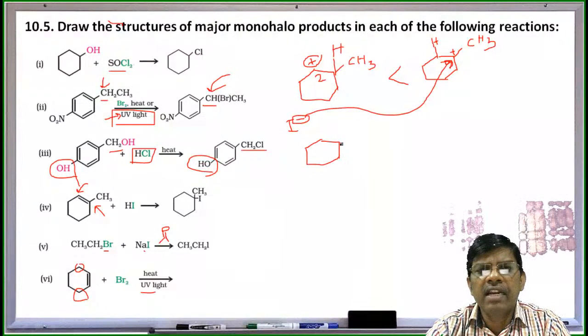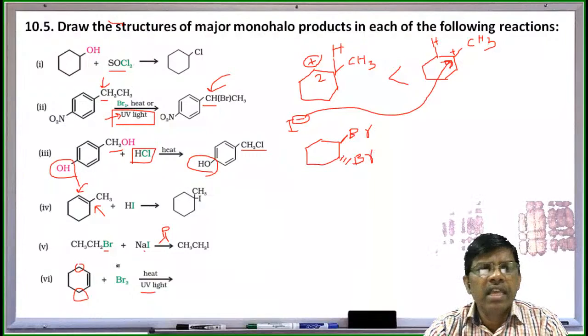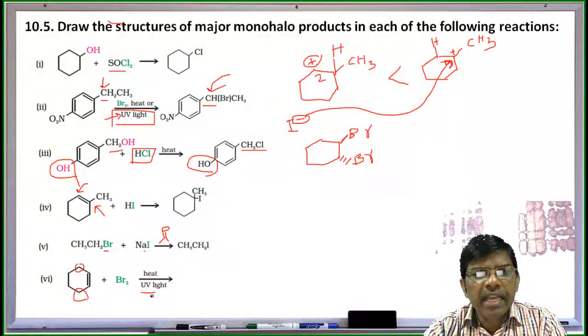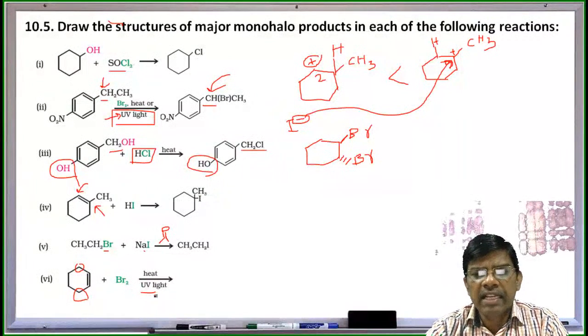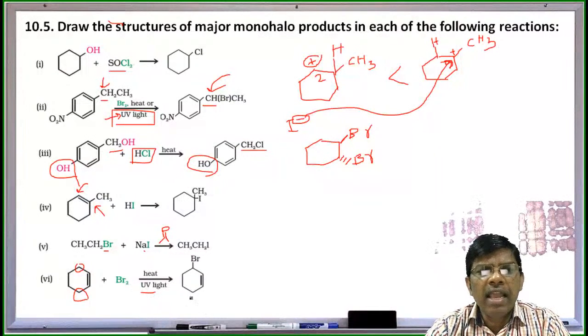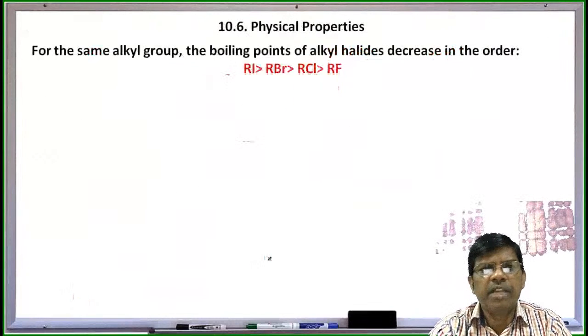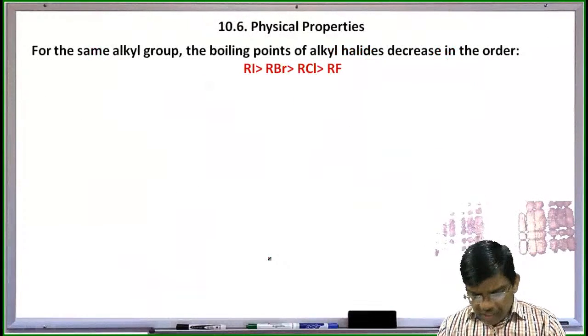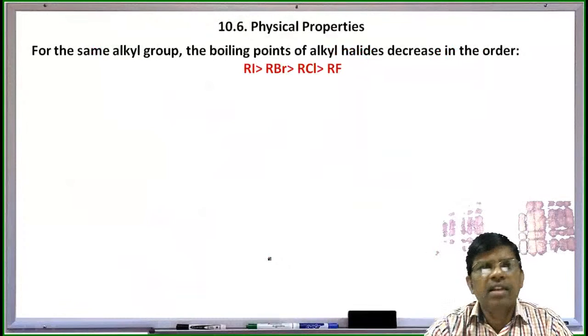I will get a dibromo compound. Yes, trans dibromo compound I am going to get. Bromine in CCl4 gives the dibromo compound. However, if I use bromine in the presence of UV light, it undergoes allylic bromination. This allylic position is going to be halogenated. Allylic bromination takes place. Next, this is how you can come across a number of reactions.